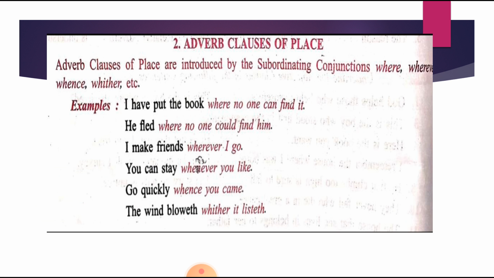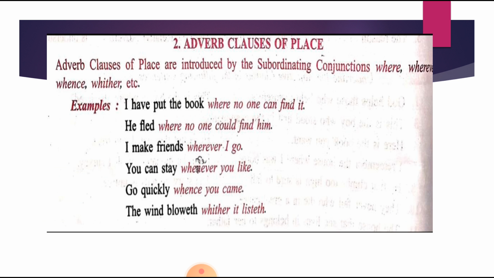Now we'll see the adverb clause of place. The adverb clause of place is introduced by a subordinating conjunction again. It is used when it is related to a place. Where, wherever, whence, whither, etc.